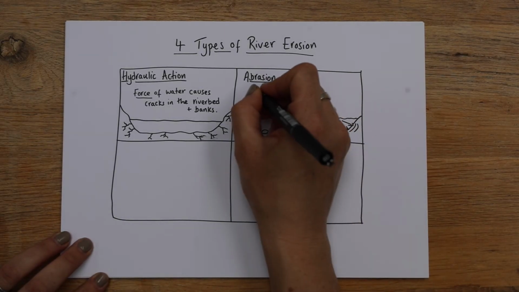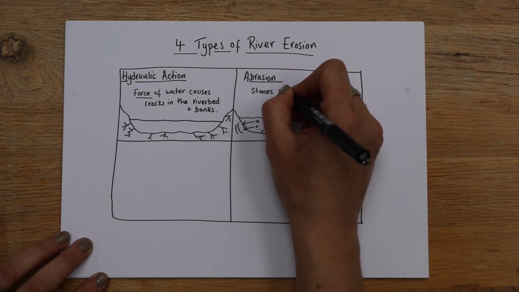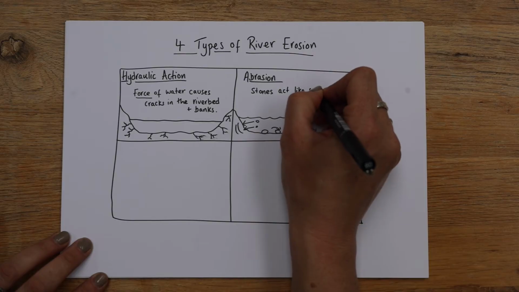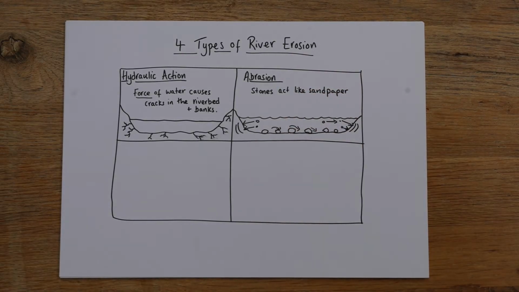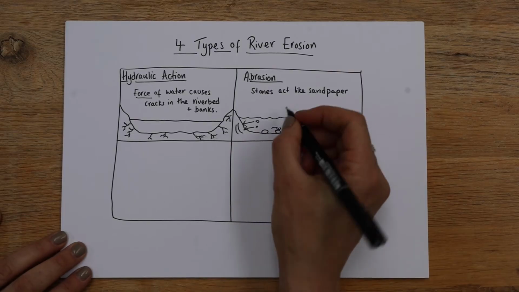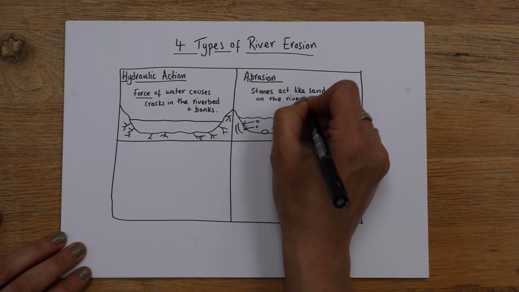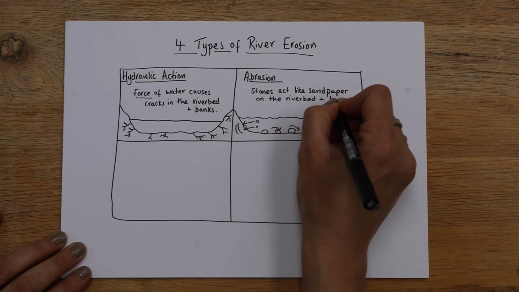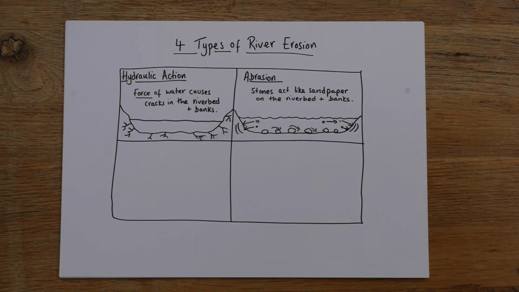So for this one we write: stones act like sandpaper, because they're abrasive, and that's where the word abrasion comes from. It's an abrasive action. So stones act like sandpaper on the riverbed and banks. Those two words are, I arguably think, the most important.